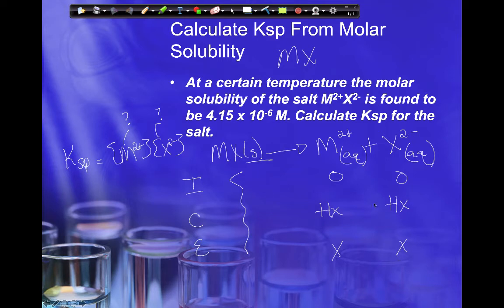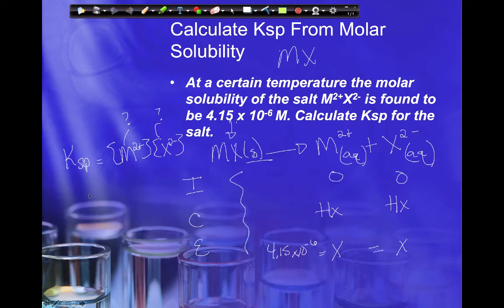Well, it tells me that the molar solubility is 4.15 times 10 to the negative 6 moles per liter. Essentially, what that means is when I dissolve this, I am going to have 4.15 times 10 to the negative 6 moles for every 1 liter of solution dissolved. Well, everything in here is a 1-to-1 ratio. That means that if I dissolve 4.15 times 10 to the negative 6 moles of this, I should create 4.15 times 10 to the negative 6 of that and that. So little x is just going to be the molar solubility because it's a 1-to-1 ratio.